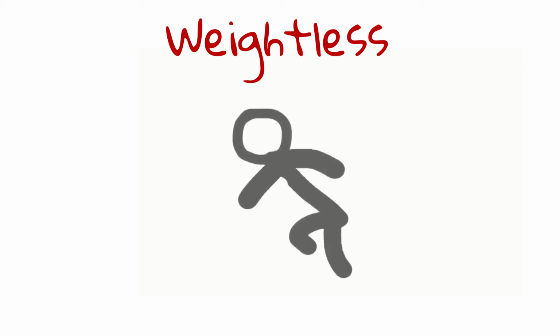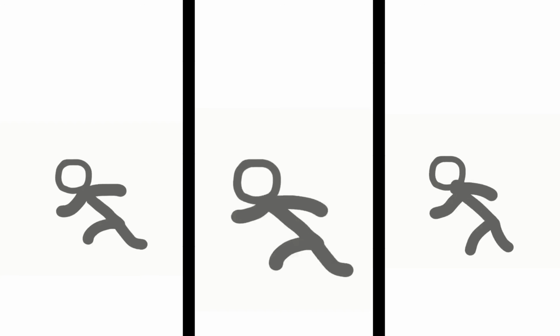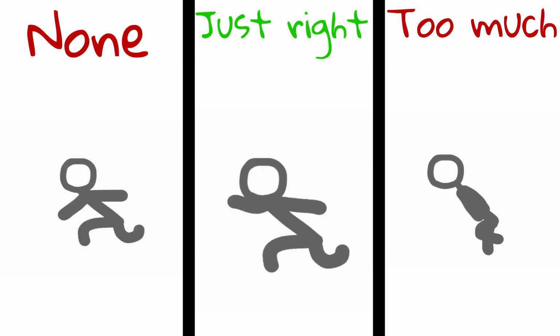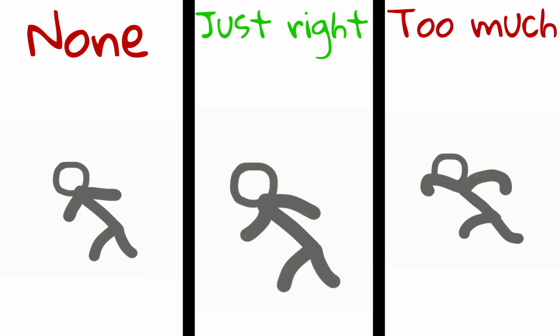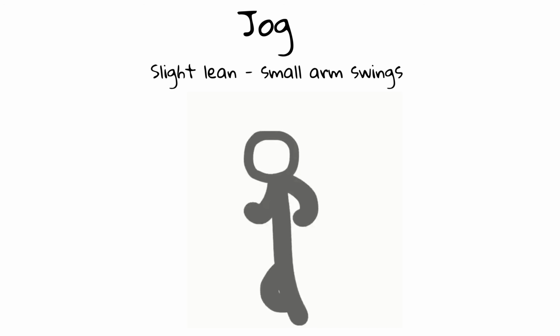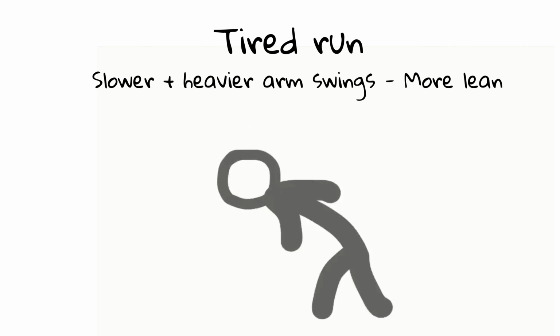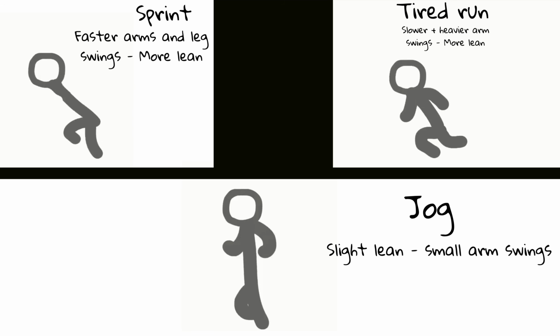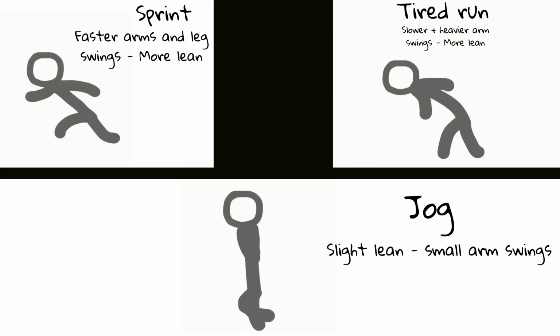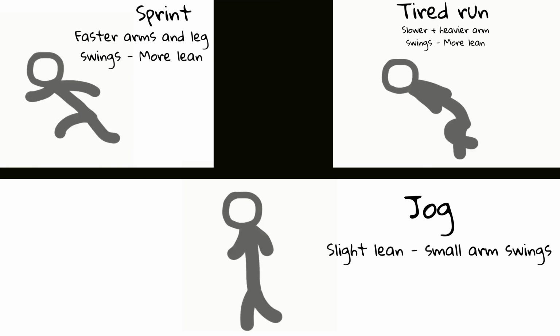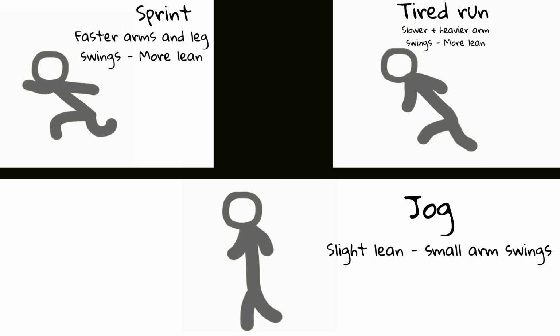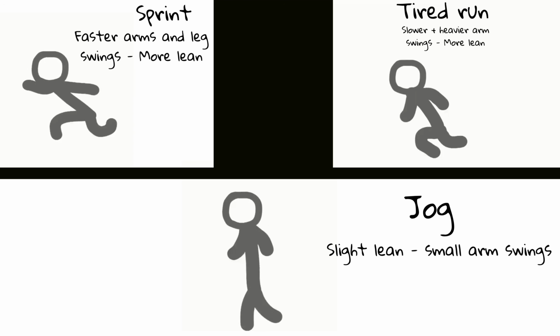If the arms don't swing enough, the run can feel weightless. If they move too much though, it can feel exaggerated. So, match the arm movement to the type of run you're animating. Here are some examples. A relaxed jog could use smaller arm swings. A sprint uses stronger arm swings. A tired run might need heavier arm swings. So, once the arms and legs start working together, the run begins feeling faster, stronger, and much more convincing.